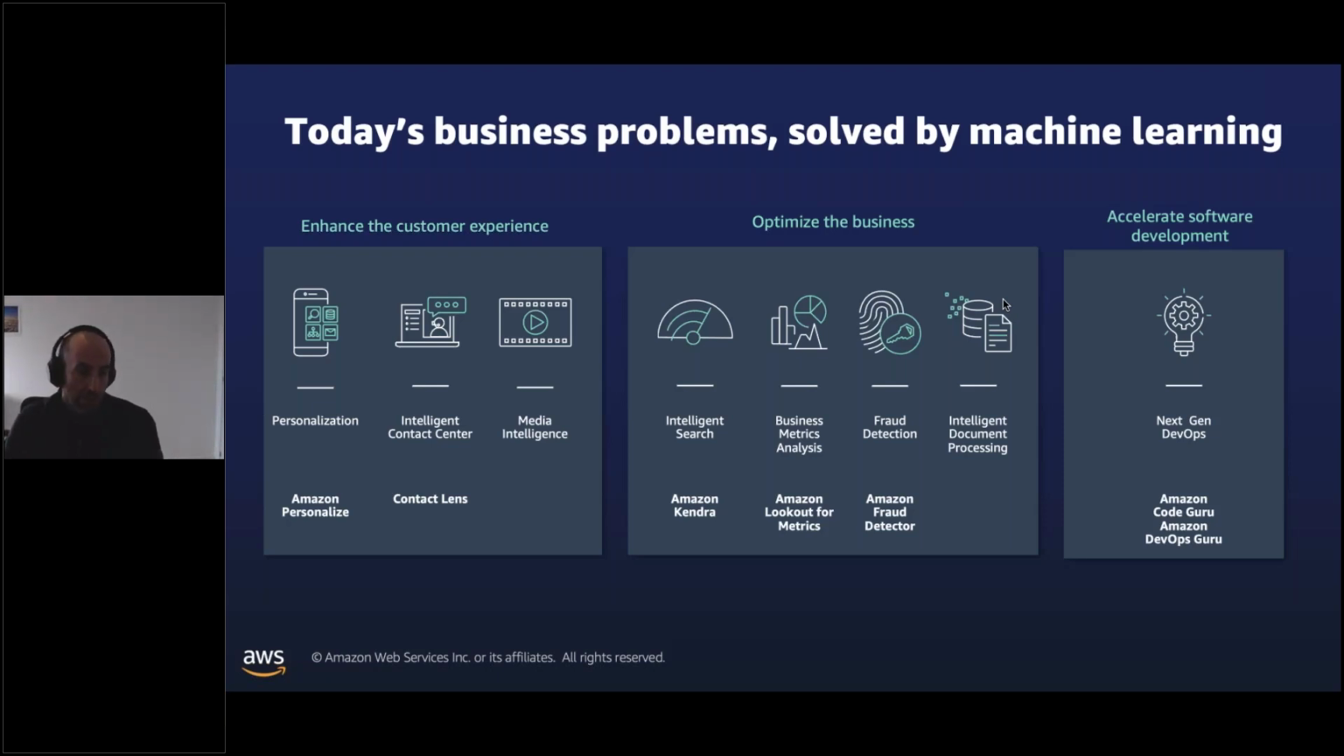For example, for personalization, we have Amazon Personalize. For intelligent search, we have Amazon Kendra. If you want to analyze metrics, we have Amazon Lookout for Metrics. For fraud detection, we have Amazon Fraud Detector. So those are high-level artificial intelligence services that you can use for new use cases.